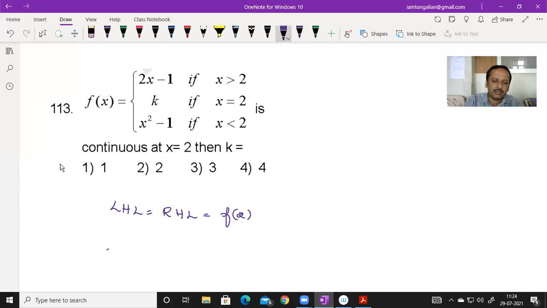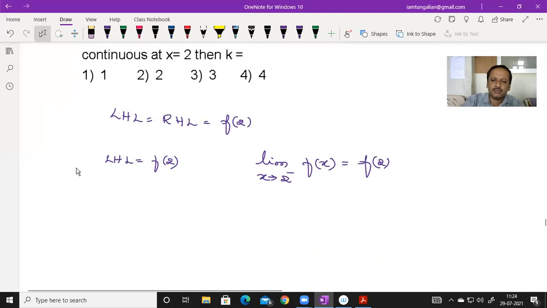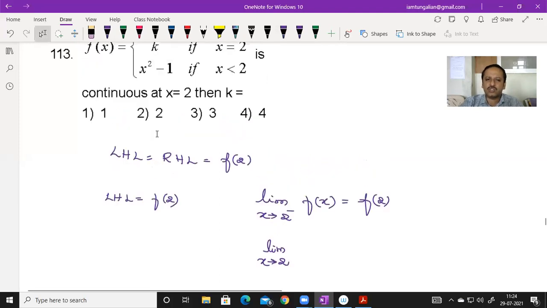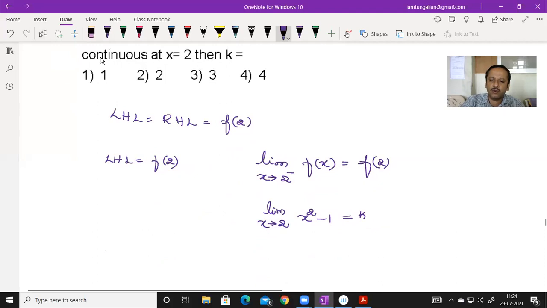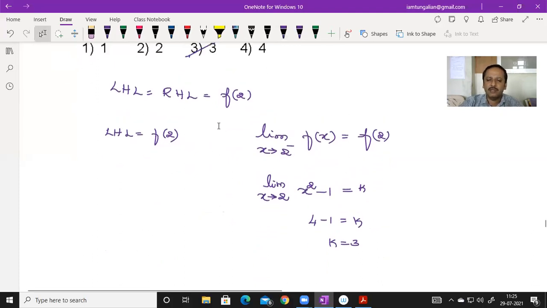So left hand limit or right hand limit, anything you take. I'll take the left hand limit, which is equal to f of 2. So that means limit x tends to 2 minus f of x is equal to f of 2. Now x approaches 2 from the left side, where the function is defined as x square minus 1. That's equal to f of 2. f of 2 value is k. Put x equal to 2 here. 2 square is 4, 4 minus 1 is equal to k. So k is equal to 3. Third option. Okay, very simple problem.